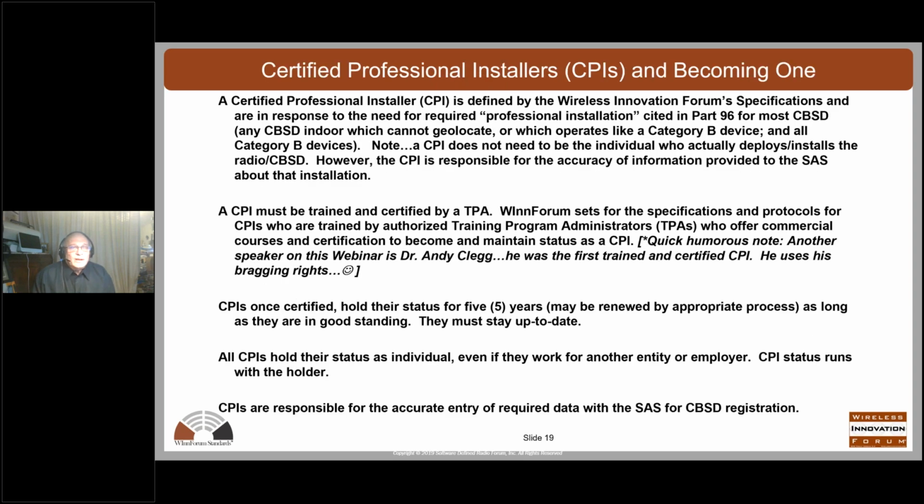All right, in order to install a CBSD, unless you have something that can locate itself automatically, and at the moment I'm not aware of any device that does that, they may come in the future, you must use a certified professional installer. A certified professional installer is someone who has gotten certification by a training program administrator that's authorized through WINForum. And they get training to get a certificate to be able to give the information necessary to the SAS.